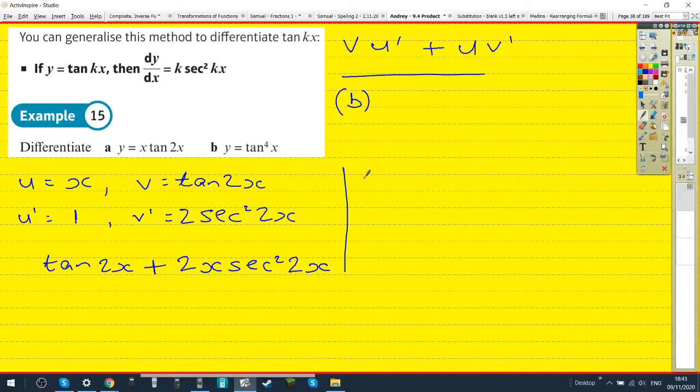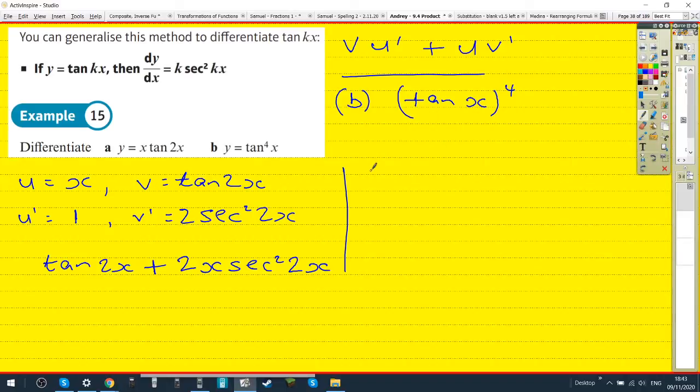Okay, so will it become sec to the power of 4x? It might be sec to the 4. Hang on, let's think about this. So what's the derivative of everything?